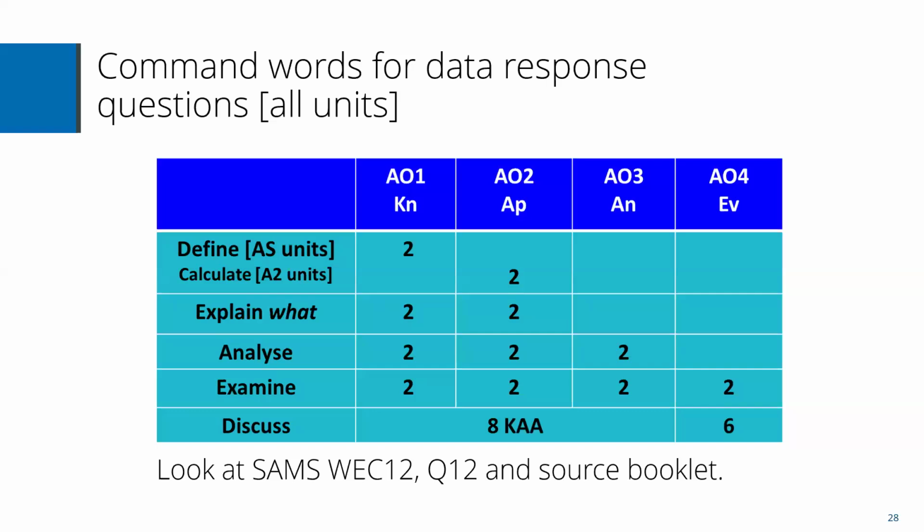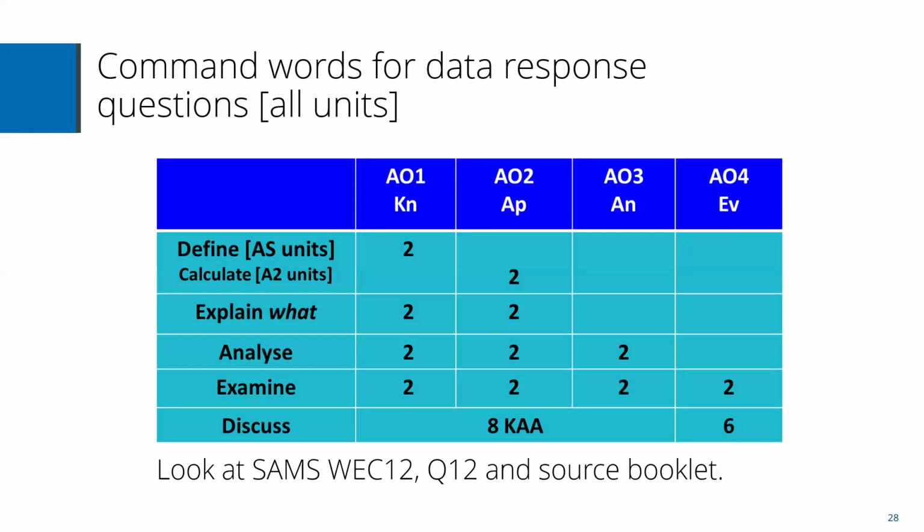So having a look at the command words for section C on units 1 and 2, and this is for section B in units 3 and 4. And we said there are 5 question types for each of these data response sections. And the breakdown of those is shown on this slide. So AO1 knowledge is present in all questions, and there are 2 marks for each of those.